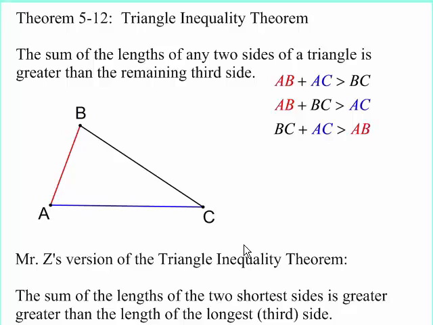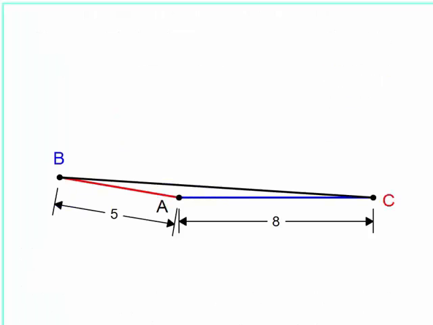Now, triangle inequality theorem says that the sum of the lengths of any two sides of the triangle has to be greater than the remaining third side. And then say that the sum of the lengths of the two shortest sides is greater than the length of the longest third side. Let's look at how that works out. So, look, I have a triangle here, and I have one side here is 5, and this other side here is 8. How long can this side be, this BC?